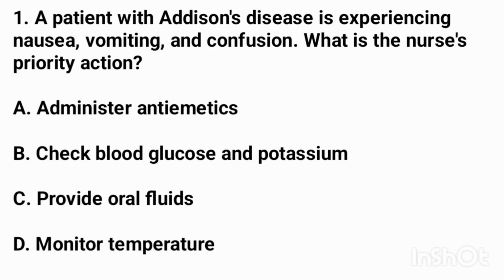Question number 1. A patient with Addison's disease is experiencing nausea, vomiting, and confusion. What is the nurse's priority action? The right answer is option B. Check blood glucose and potassium.